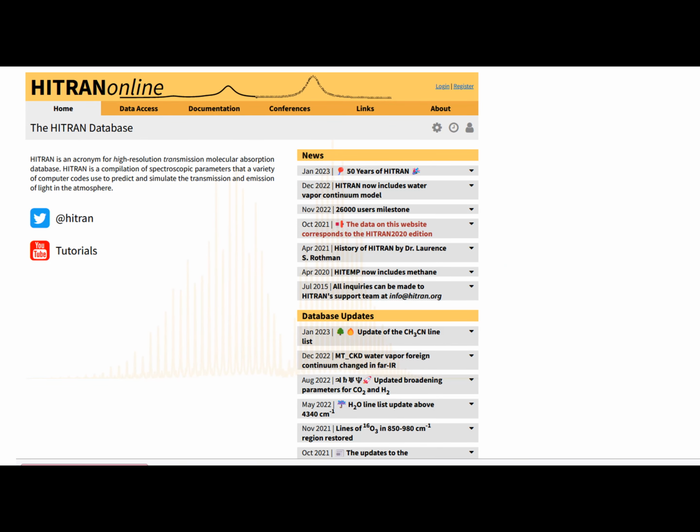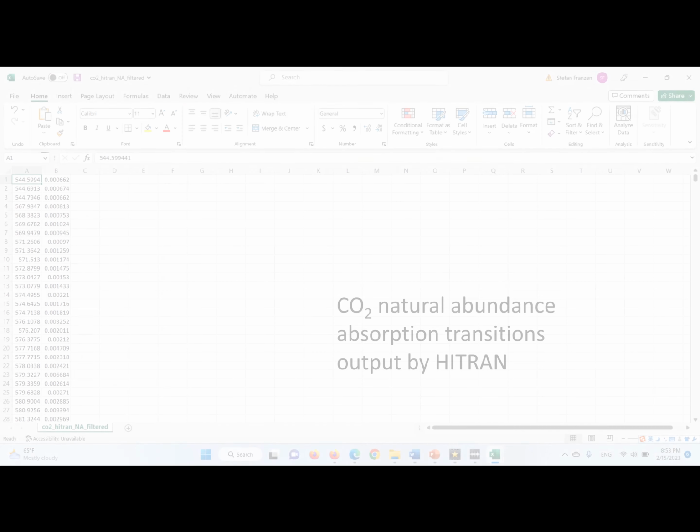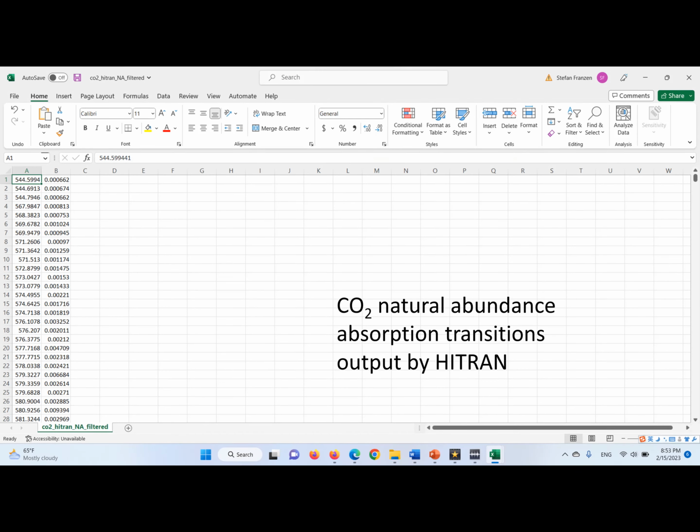The HITRAN database consists of observations and complementary calculations of molecular spectra of atmospheric gases. Using the principles presented here, one could make predictions about the role of ozone and methane, for example. We will confine our interest to carbon dioxide. The Excel spreadsheet shows the output from the HITRAN database when we selected natural abundance carbon dioxide in the range from 200 to 2,000 wave numbers. We then filtered the list to keep only 10,000 or so of the most intense transitions.